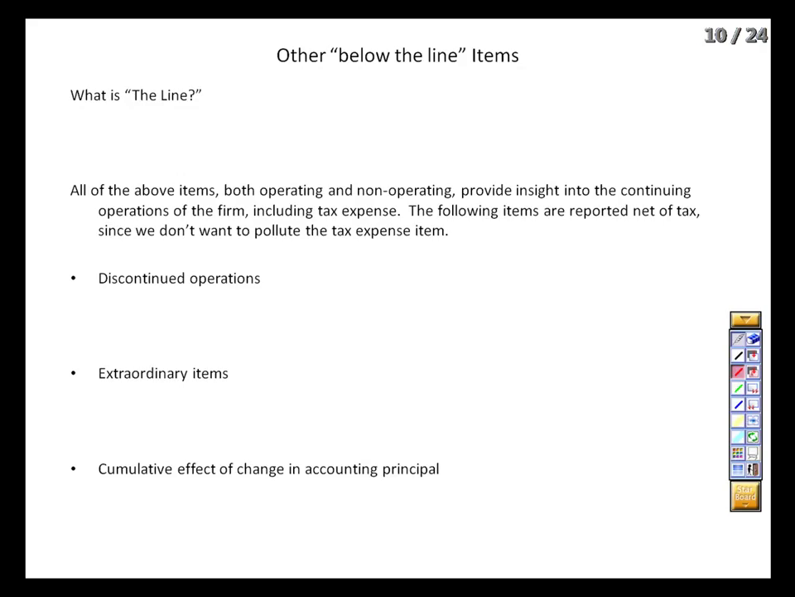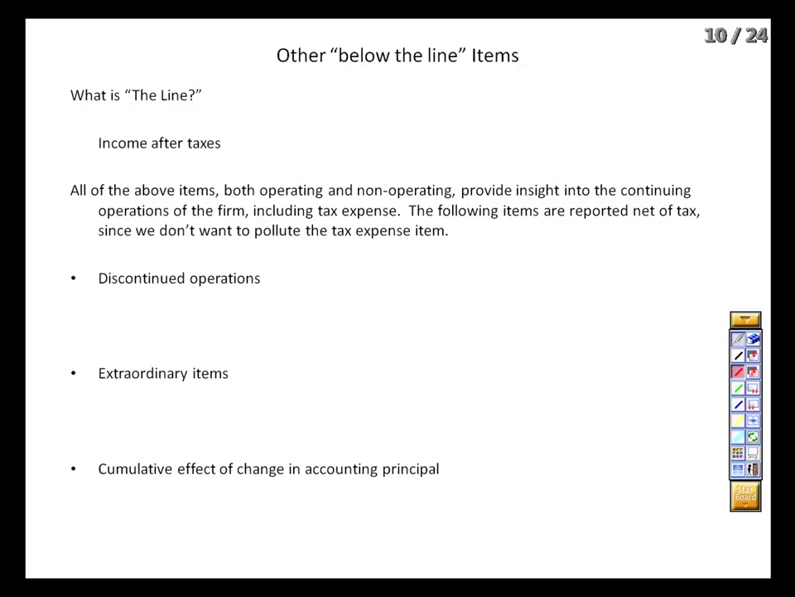Next, we've got below the line items. Well, first of all, what's the line? The line is income after taxes. So we started with sales minus cost of goods sold equals gross profit, minus operating expenses gives us operating income, plus or minus our other income or expenses gives us pre-tax income, minus income tax expense gives us income after taxes. All the stuff that's above this point are things that are likely going to persist in the future.